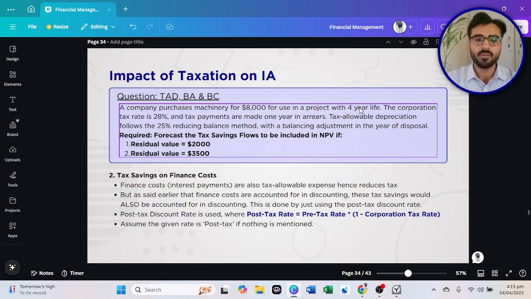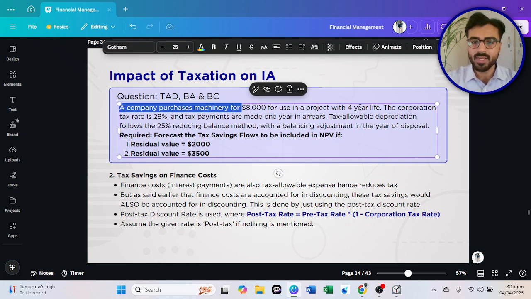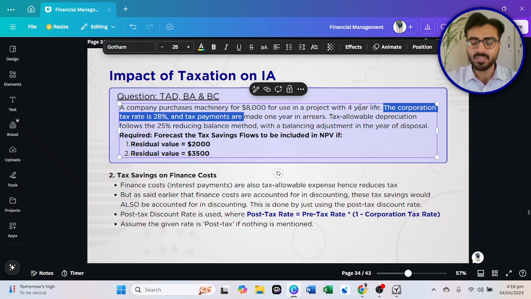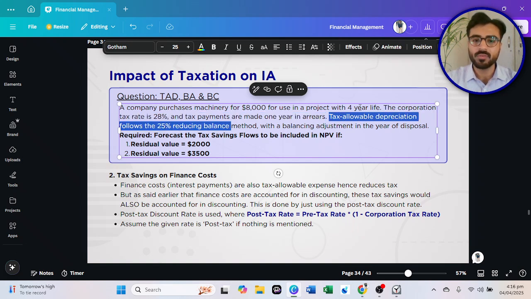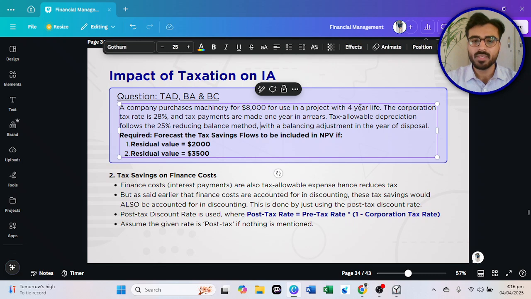Let's read the question. A company purchases machinery for 8,000 for use in a project with a 4-year life. So the duration of the investment is 4 years and the cost of the asset is $8,000. The corporation tax rate is 28% and the tax payments are made 1 year in arrears, meaning 1 year later. Tax allowable depreciation follows the 25% reducing balance method. So the method and the depreciation rate are mentioned. Then it says, with a balancing adjustment in the year of disposal.